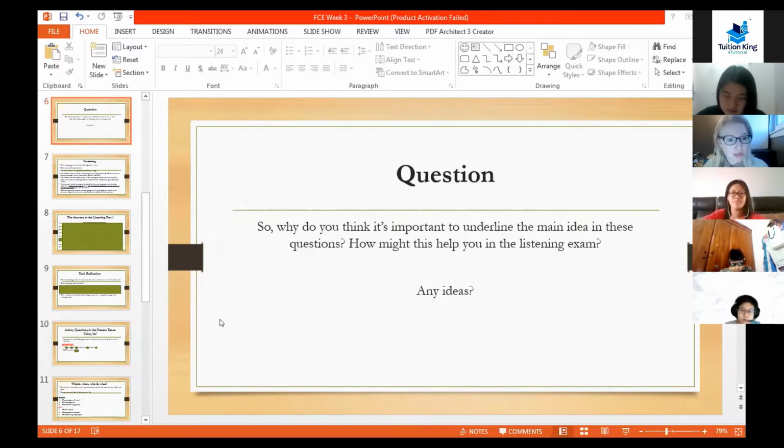Okay, if anyone has any further ideas that they want to add, just unmute your microphone, or because we now need to move on, just type in the chat box if you have an additional idea that you want to share with us. Okay, so don't worry, I haven't forgotten about the answers. We will check the answers to this exercise after the next exercise.